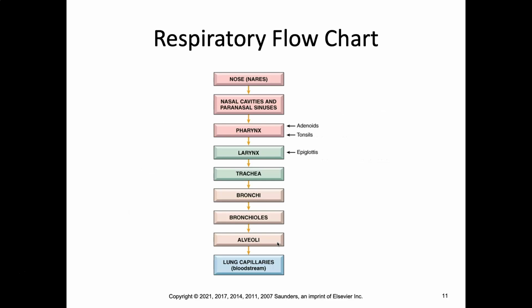This is a good visual to let you know where you're taking in that air, usually through your nose, passes through your nasal cavities and paranasal sinuses. Pharynx, past your adenoids and tonsils, down into your larynx. And remember, you've got the epiglottis in there, and then into your trachea. And bronchi, bronchioles, alveoli to the lung capillaries, which goes into the bloodstream.